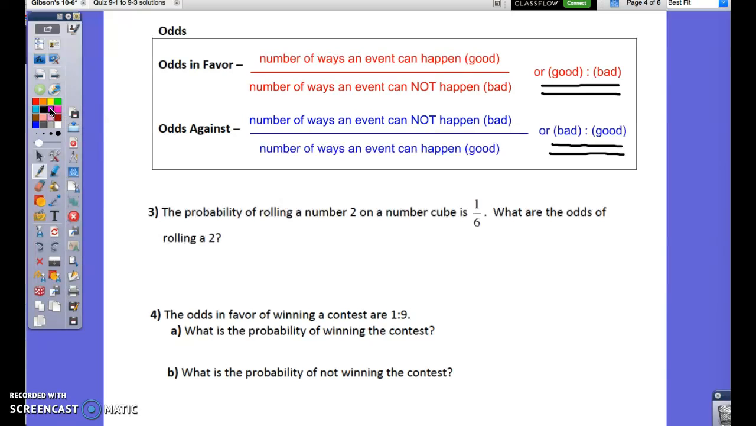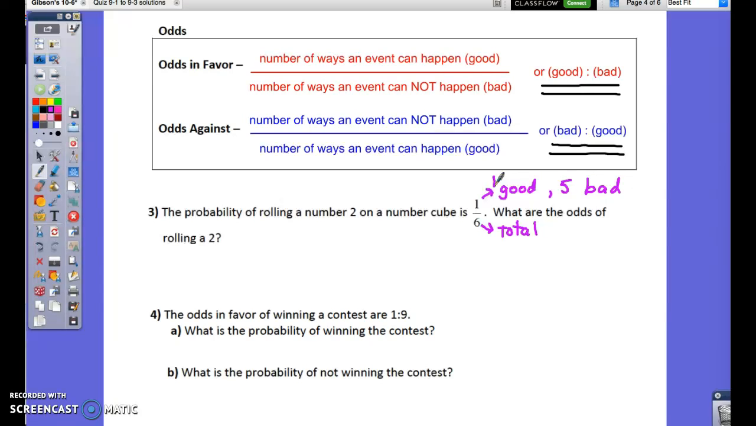When we're talking about probability, we know that the bottom number is always representing the total number of outcomes. The top number is representing the good event, or the event that we're talking about. So when we say the probability of rolling a 2 on a number cube is 1 out of 6, we're saying there's one way that can happen out of 6 total outcomes. Well, if there's one way of that happening, that means there are 5 ways of it not happening, which is sometimes called bad. So we have one good way and 5 bad ways.